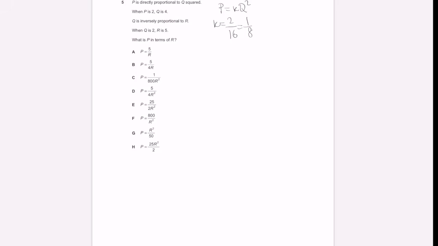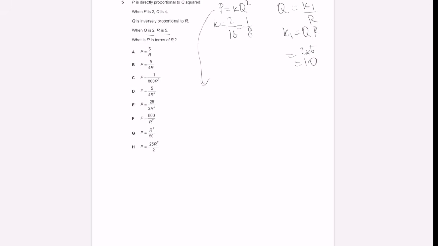Okay, then we also know that q is inversely proportional to r. So this means that q is equal to some other constant, let's call it k1, divided by r. So can we work out what k1 is? Well, we're given some numbers. When q is 2, r is 5. So that means that k1 is equal to q times r, which is 2 times 5. So this here is just equal to 10.